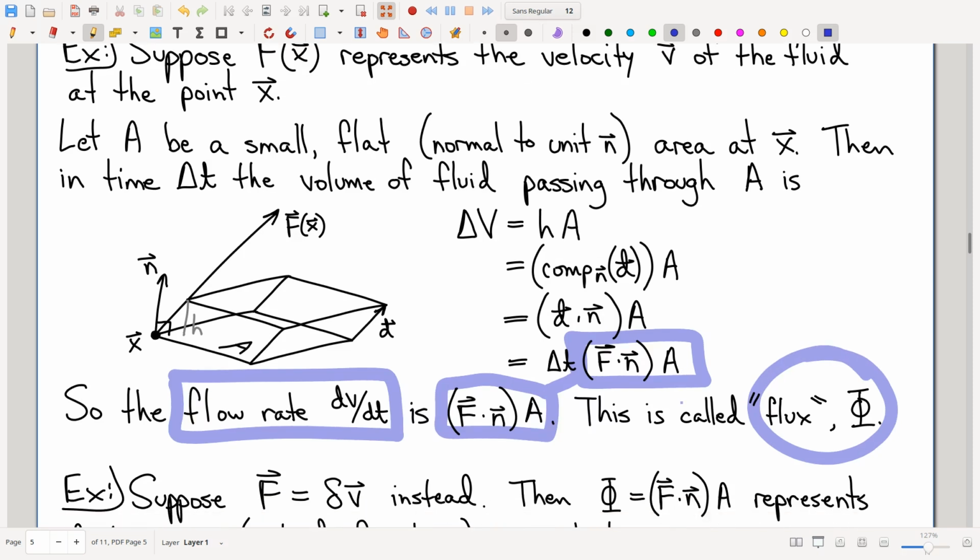So given a vector field and a piece of surface, we can talk about how much volume per unit time of fluid is passing through it. That's called flux. It's computed with this formula.